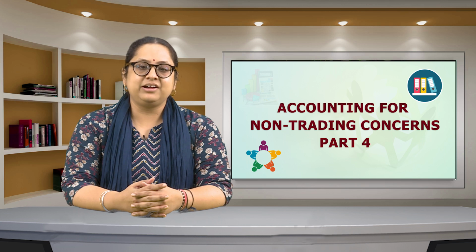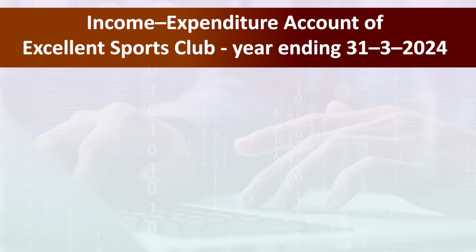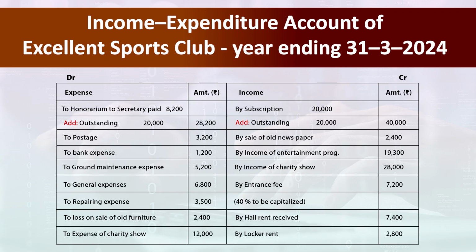After having understanding of given transactions, we will now prepare income expenditure account. Let us see the debit side of income expenditure account first. The first entry over here is honorarium to the secretary paid, which is rupees 8,200. In it, we will be adding the outstanding honorarium to secretary of rupees 20,000. The total honorarium paid amounts to 28,200. Then comes the postage expenses of 3,200.